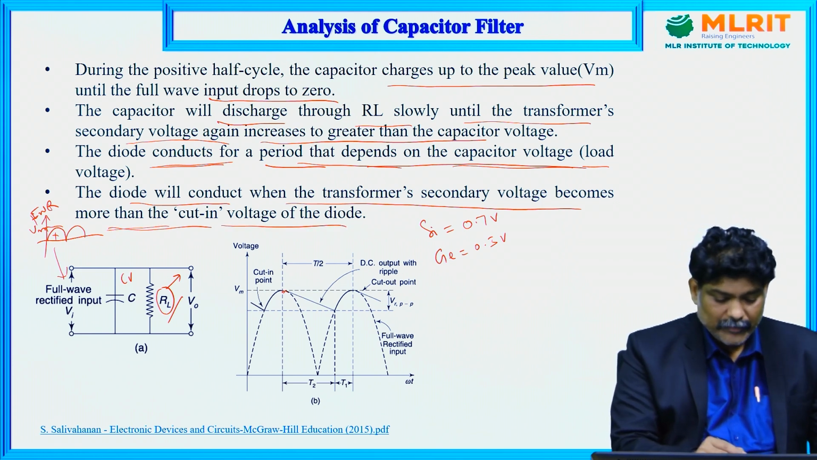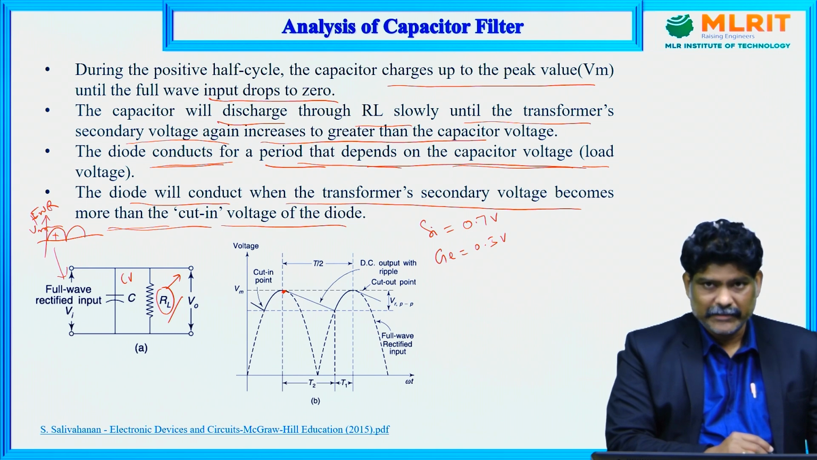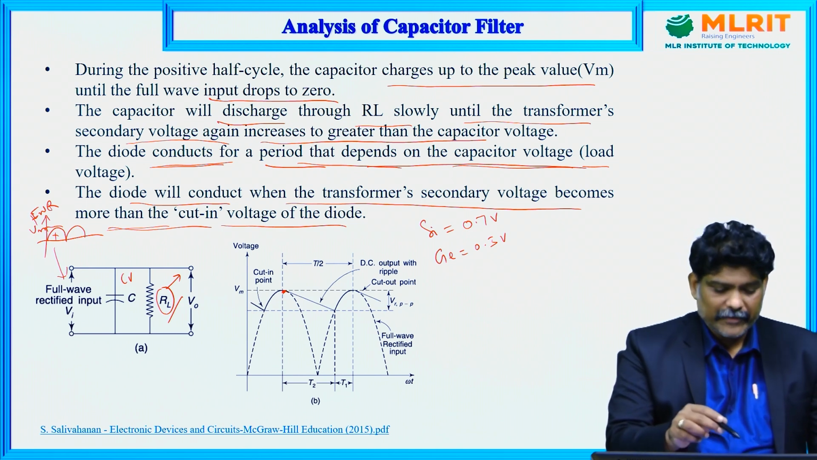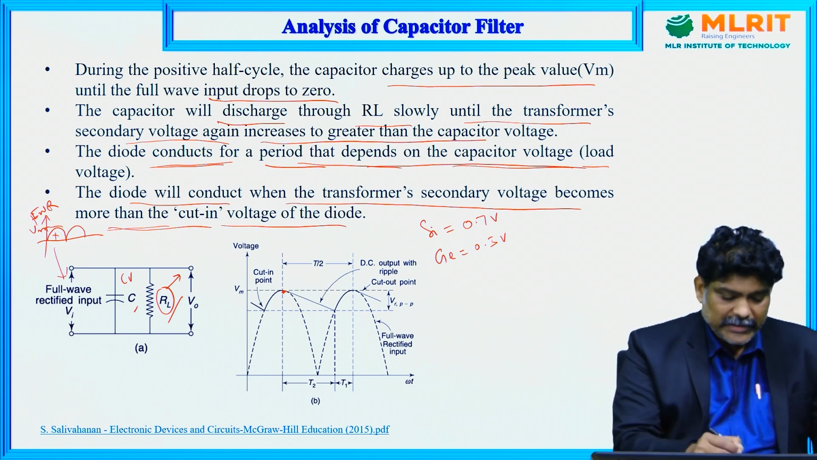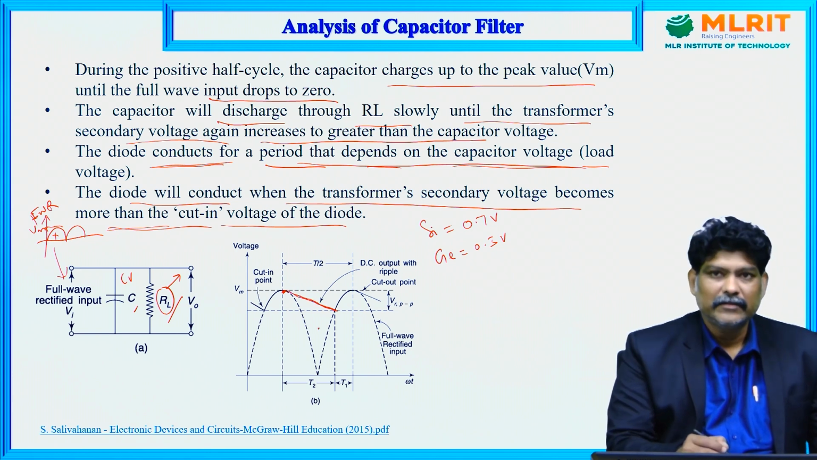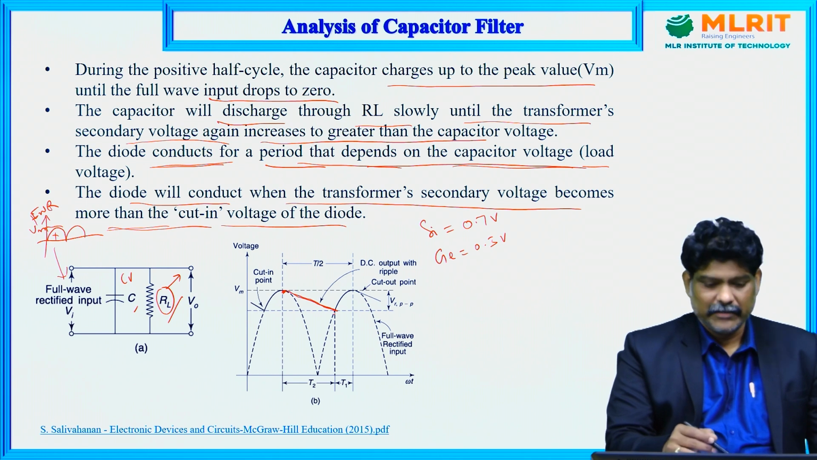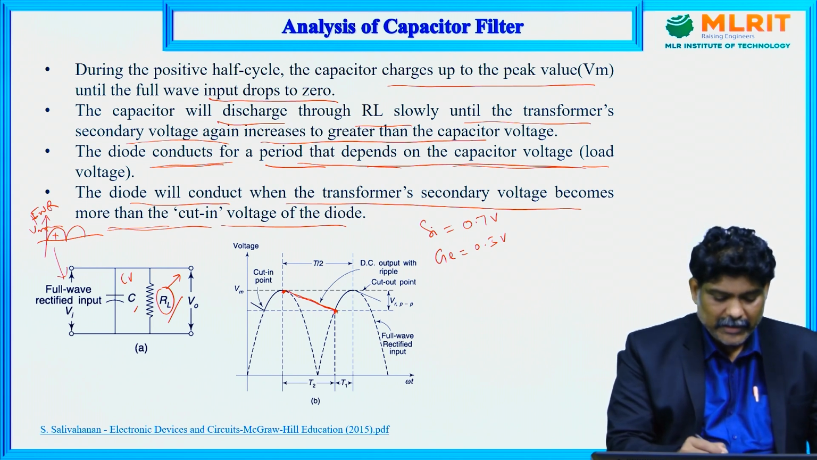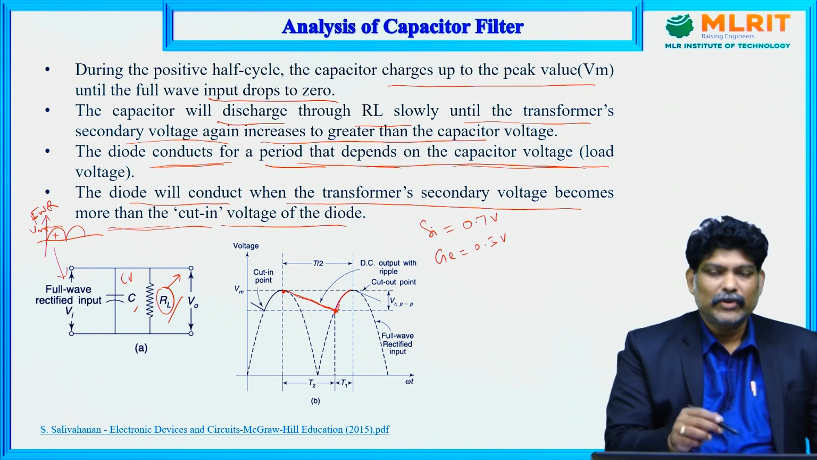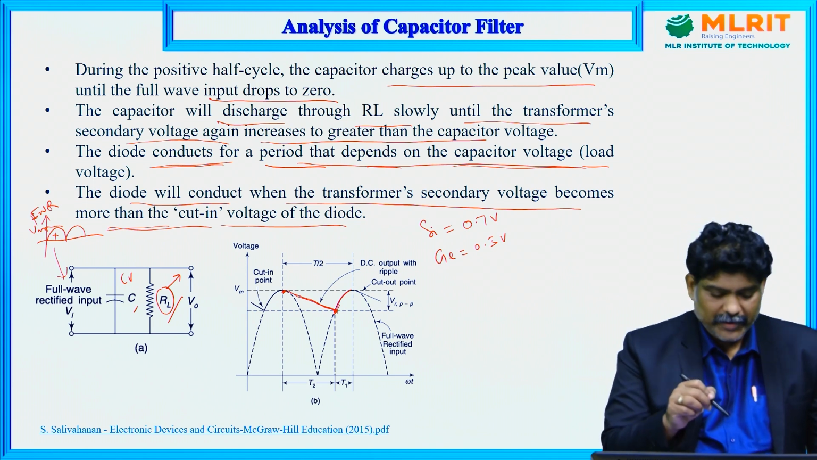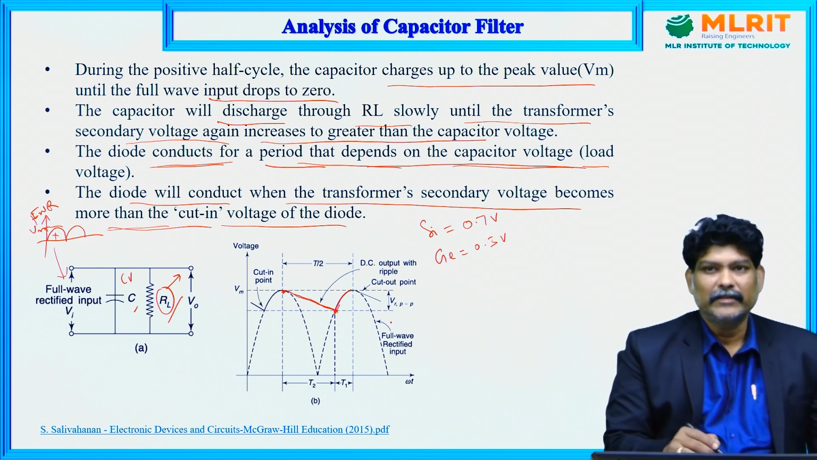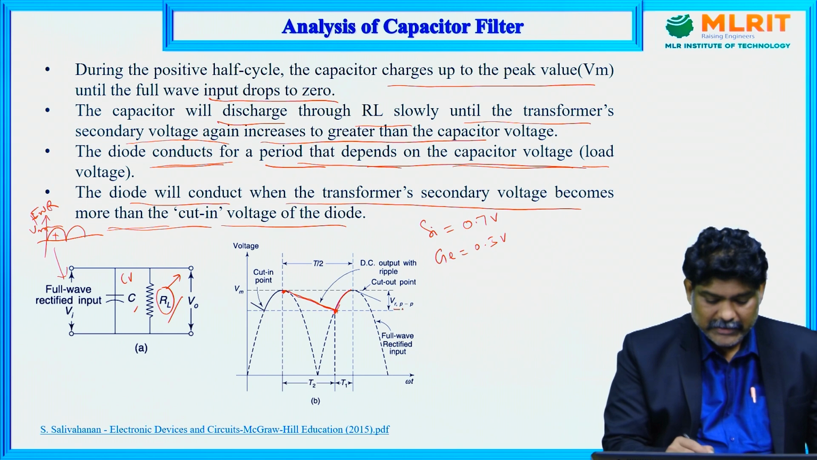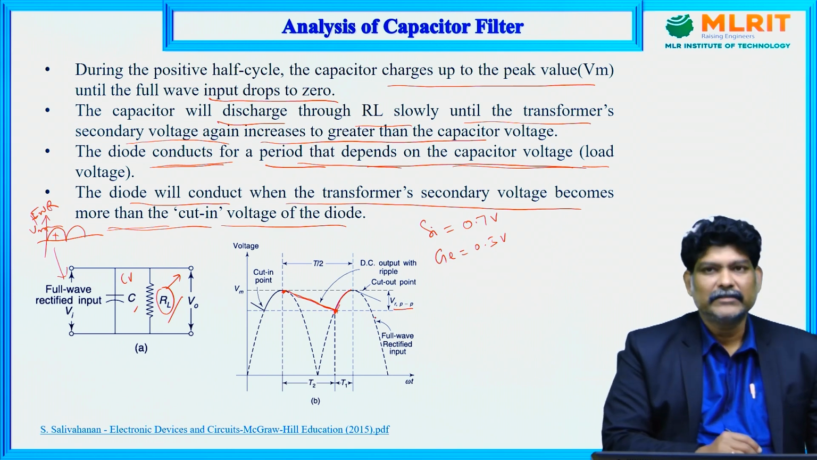So from this point, it will again start conducting. But the basic property of a capacitor, during the negative half cycle, what happens? The capacitor discharges slowly until it completes one complete cycle. From this point again, the capacitor starts charging like this. Due to the discharging time of the capacitor, the ripples in the rectified output will be reduced. So here, this is the rectified or filtered output.